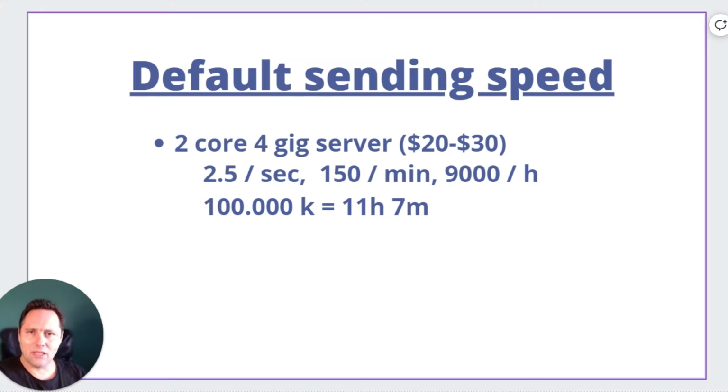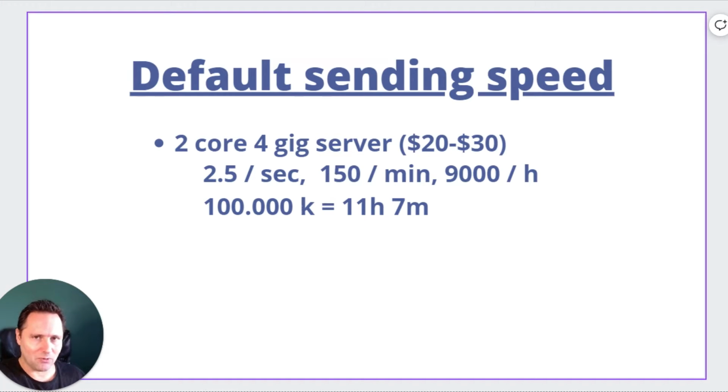So if you have a simple server, a VPS, Amazon, whatever, Linode or DigitalOcean, doesn't matter. If you have something like a 2-core 4-gig server or a 4-core 8-gig server, which is like $20, $30, it really depends on the provider, but you will reach an average speed of 2.5 emails per second, which means 150 per minute, 9,000 per hour. So if you want to send 100,000 emails, that's going to take you 11 hours.